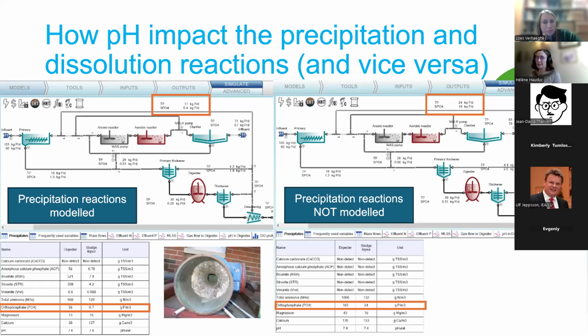Well, it's just a simulation, but if you do not consider precipitation and pH, then it will lead to false results of how your process behaves. And at the effluent, it will also change the predicted concentration. So you may not match your data if you do not consider the precipitation in the digester.